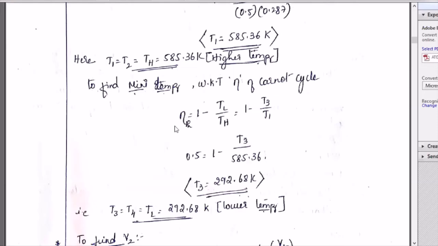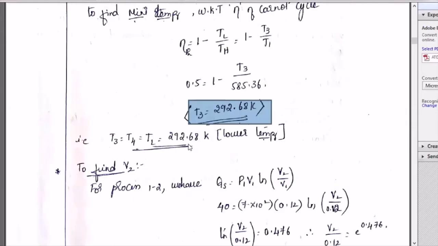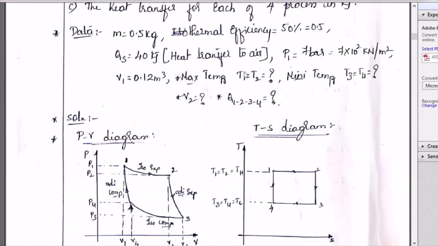Always keep in mind, if you are substituting thermal efficiency in decimal, there is no need to multiply by 100. If you are substituting in terms of a percentage like 50%, you have to multiply by 100, so that it is equivalent for the final answer. So T3 we get as 292.68 Kelvin, where the TS diagram says T3 is equal to T4. That's why I write T3 is equal to T4 is equal to T_L is equal to 292.68. This is the lower temperature we got. This is how we find the two different temperatures, T1, T2 and T3, T4.